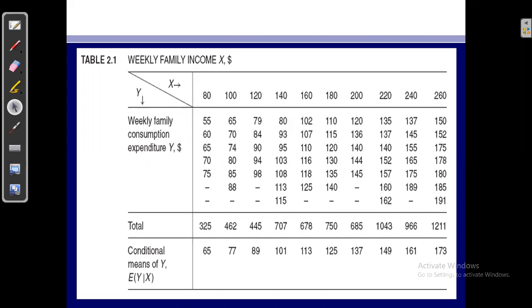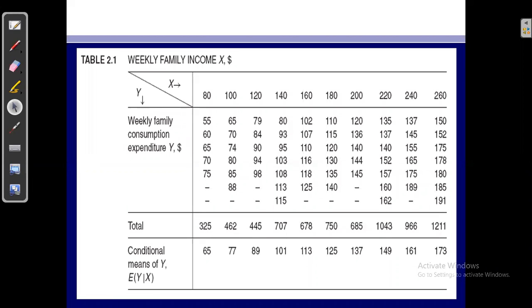But if you change your study design in such a way that you say, no, I am not asking for information about their income. I have fixed income at 10 different levels in advance. I have designed my study in such a way that I have chosen 10 different income levels, which you can see here on the screen, like $80 per week, $100 per week, and so on. And then corresponding to these 10 chosen levels of income, I will be considering information from families regarding their consumption expenditure.